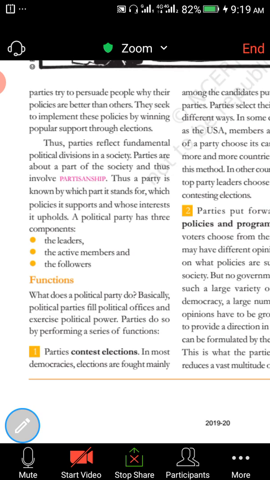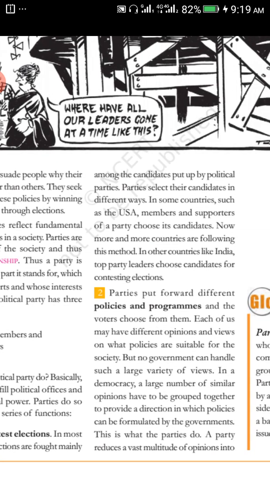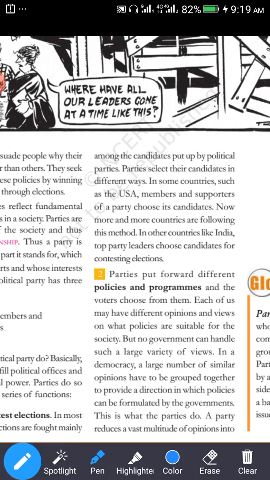Parties contest elections in most democracies. Elections are fought mainly among the candidates put up by the political parties, and parties select their candidates. And you also have the idea about how, by giving them the ticket. In some countries, members and supporters of a party choose its candidate, and now more and more countries are following this method. In other countries, which country? Our country. Top party leaders choose the candidates for contesting elections.